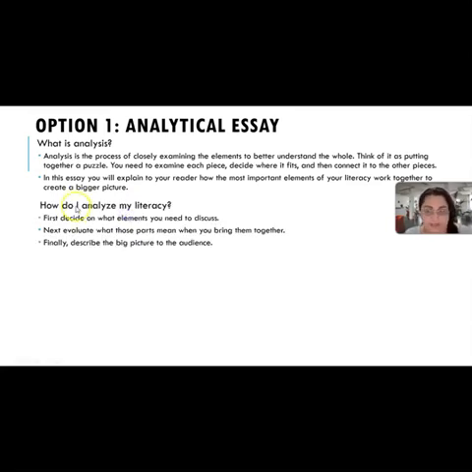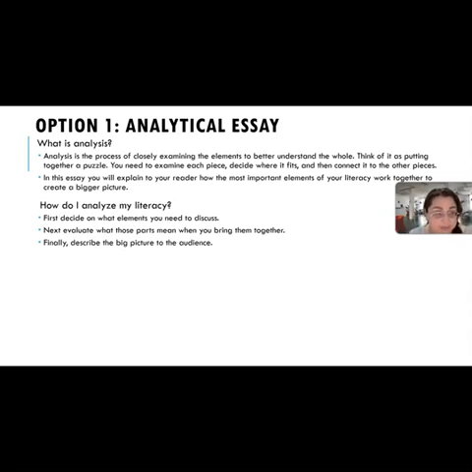So how do you do that? How do you analyze that literacy? Well, the first thing that you need to do is you need to figure out what you're actually analyzing. That means you need to know what your big picture is, right? So keeping with the puzzle piece, when your puzzle is done, is it going to be a duck? Is it going to be a cake? What is it?